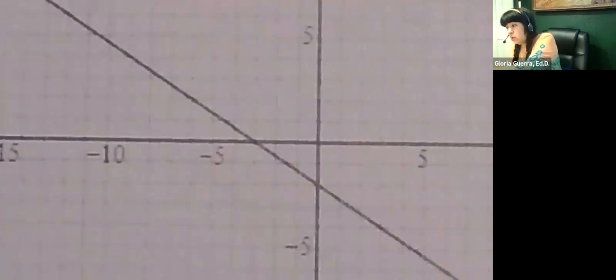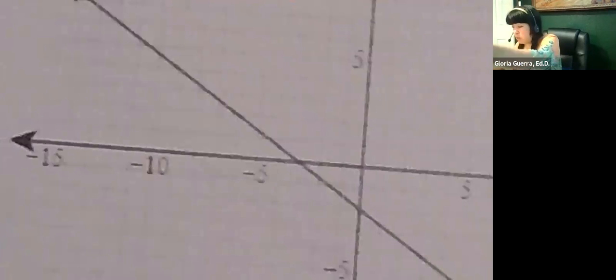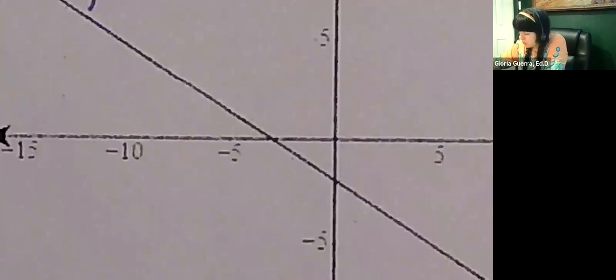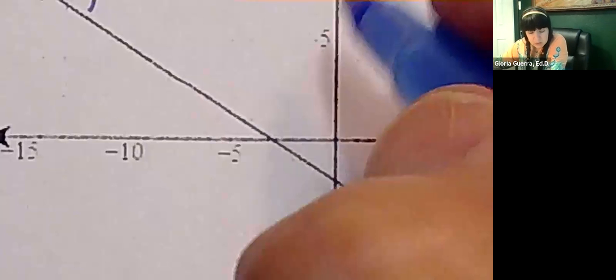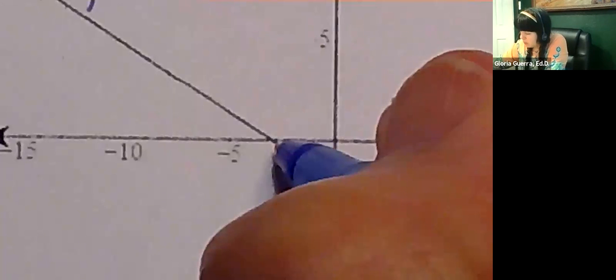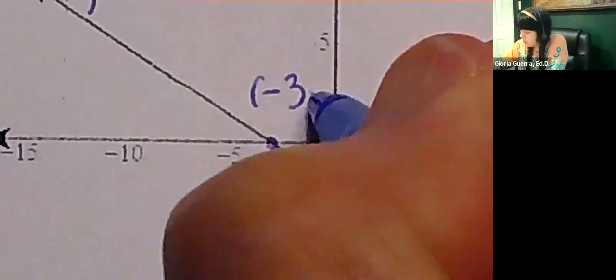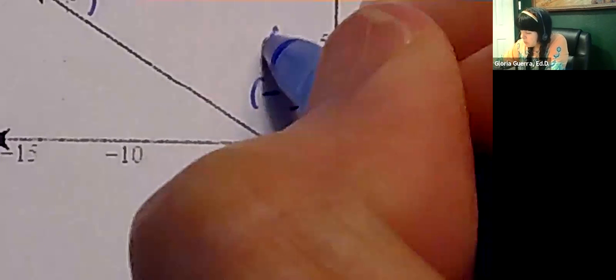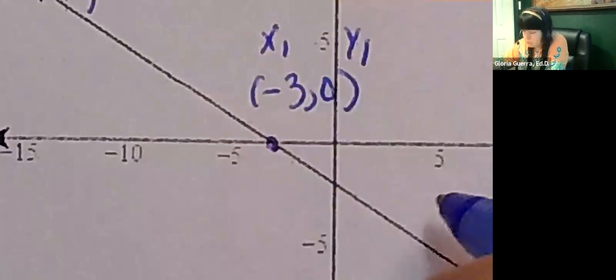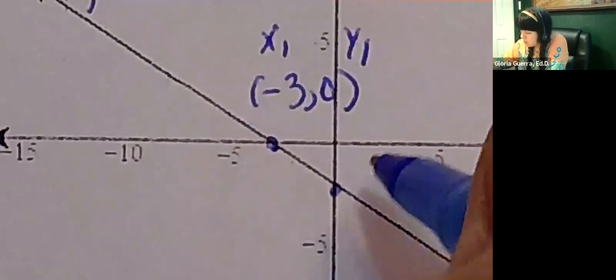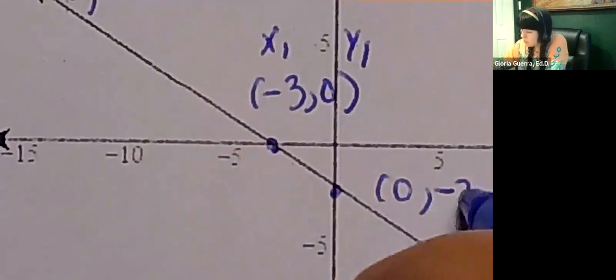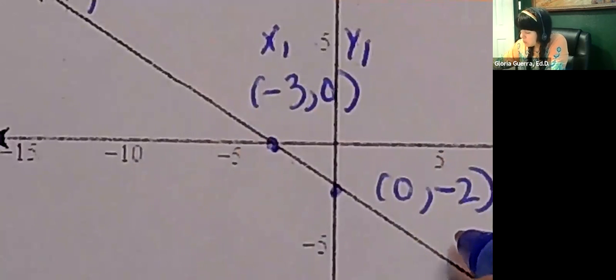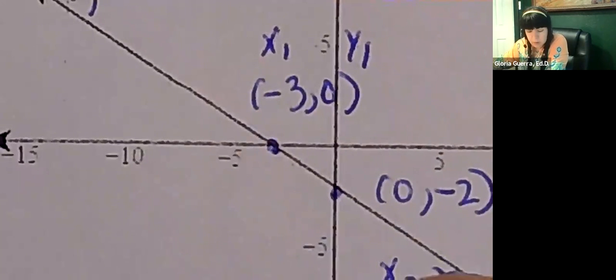All right, so let me go to the other sheet, this one that doesn't have very good lines. Let me write that down. So this one was -3, 0. And I just call that x1, y1. And then this one, I made the second point. I call that 0, -2. So I call that x2, y2.